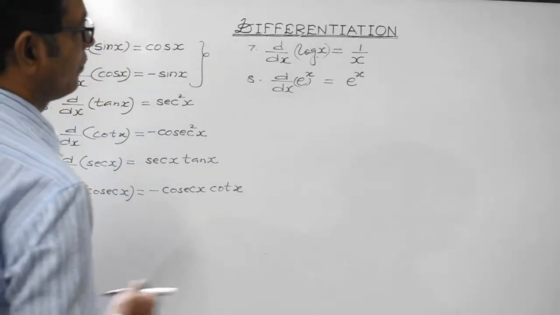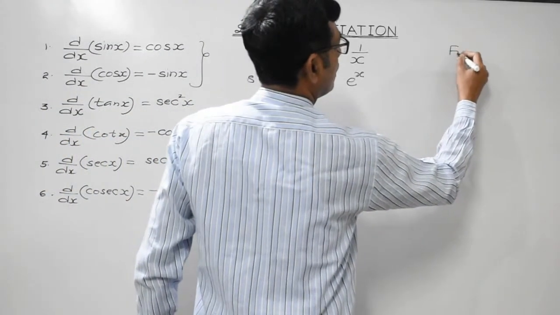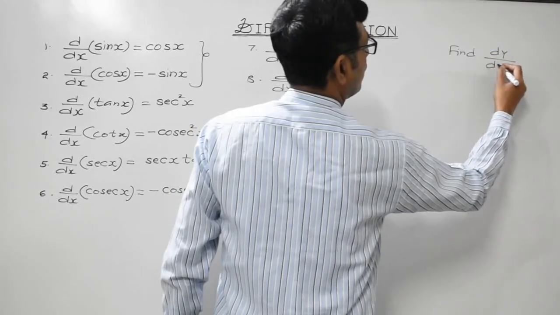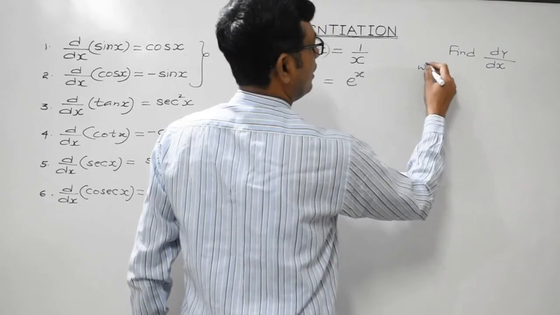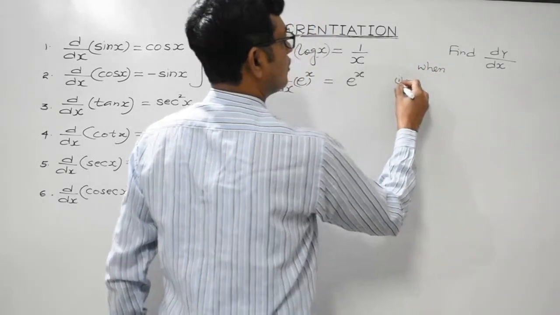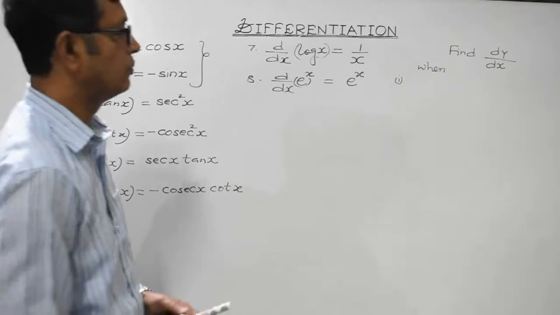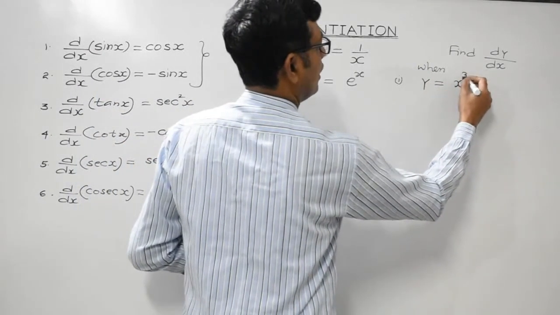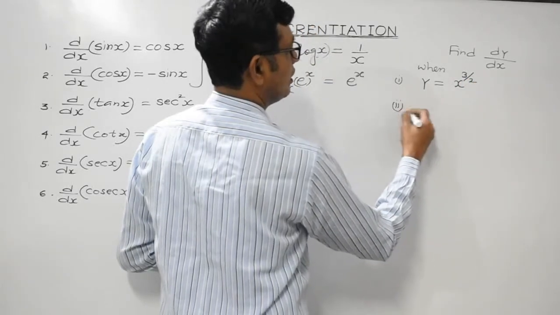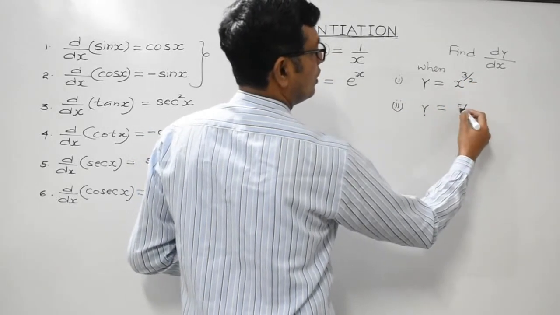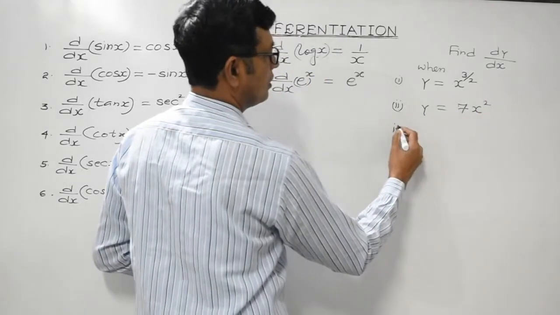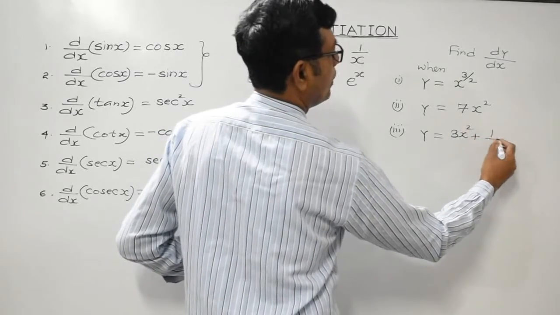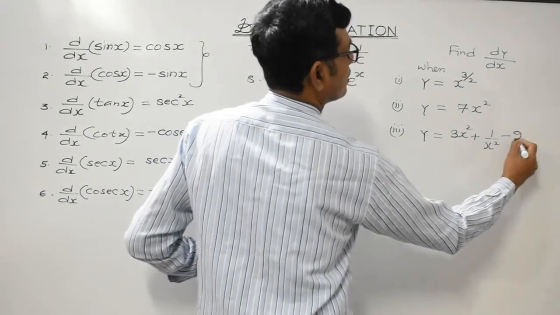So what we'll do is, suppose we are asked to find out dy by dx when, let's start with 3-4 simple questions. When y is equal to x to the power 3 by 2. Second, y is equal to 7x square. Third, when y is equal to 3x square plus 1 by x square minus 9.